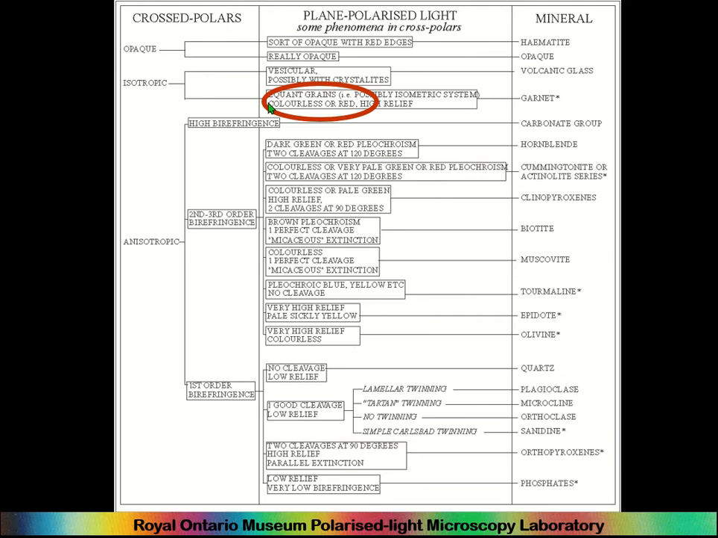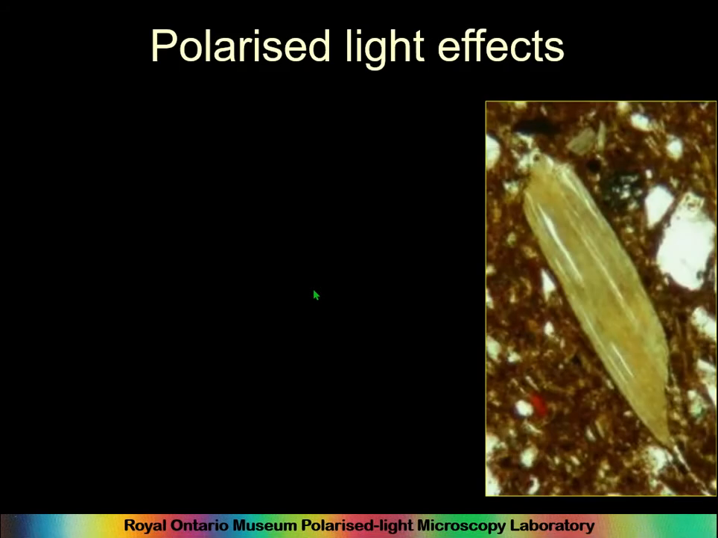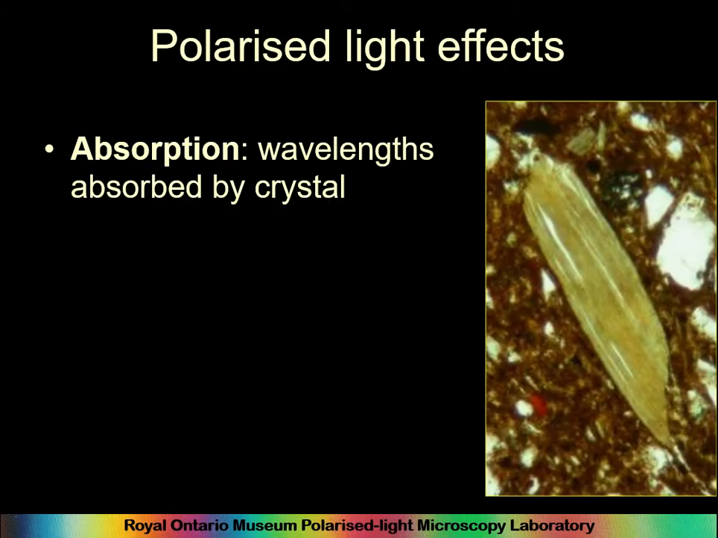So, then we have the colors of things. These things just have colors. These things have colors which change. Pleochroism: hornblende, biotite, tourmaline. So these are the polarized light effects.